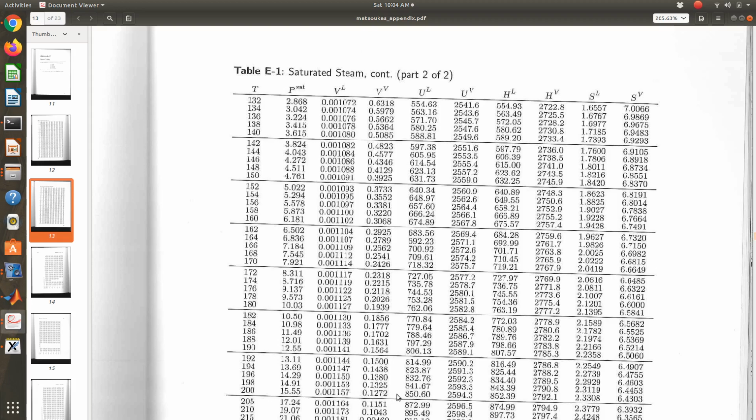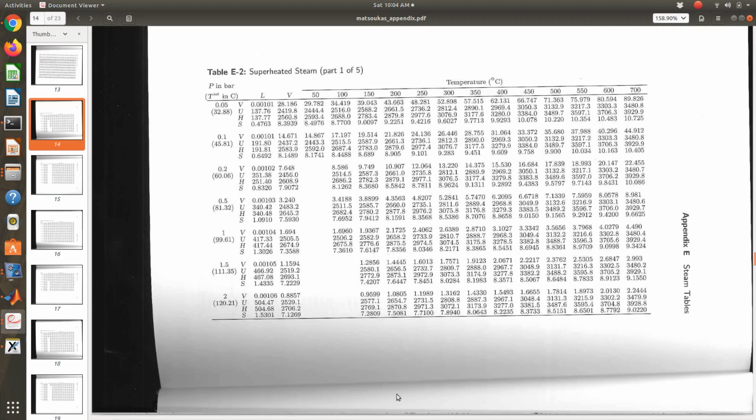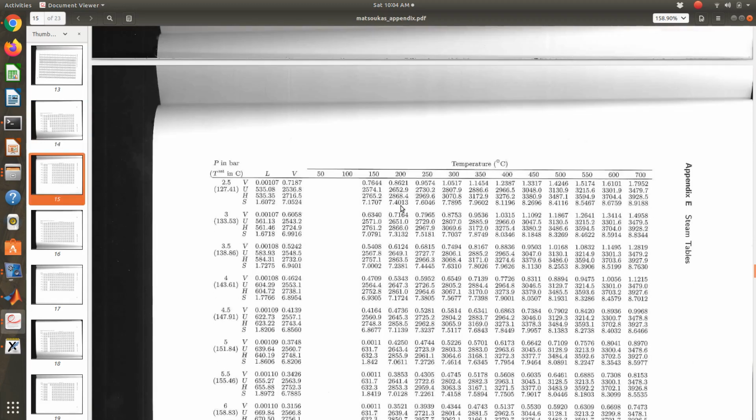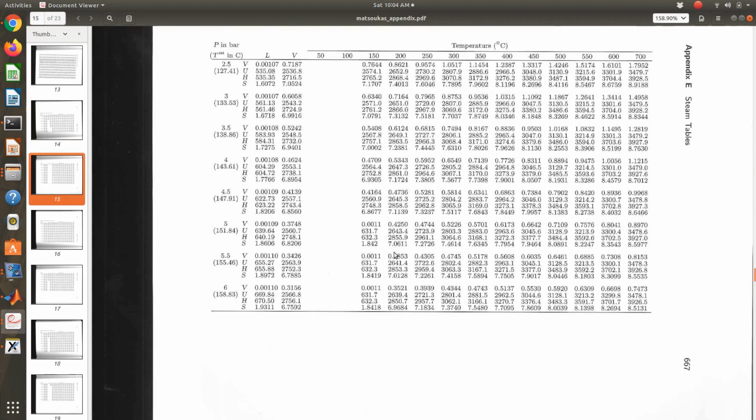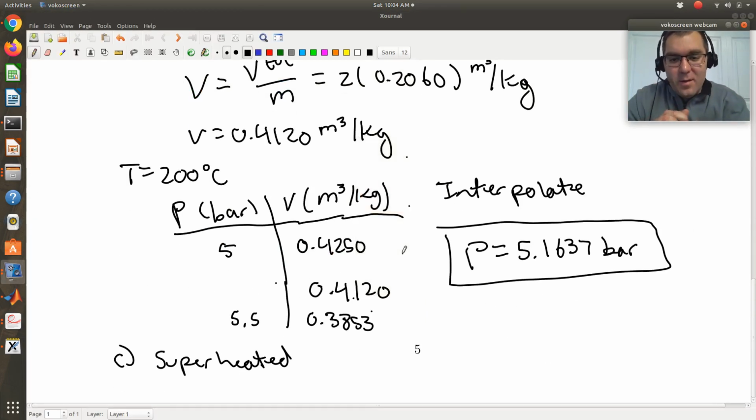My specific volume is greater than the vapor, so I'm suspecting it should be over in that superheated vapor region. And so then what we did is we put ourselves in superheated vapor. We know our temperature is 200 degrees C. So then we look down this column to see at what pressure in the superheated vapor phase we could have that specific volume. Okay, cool.